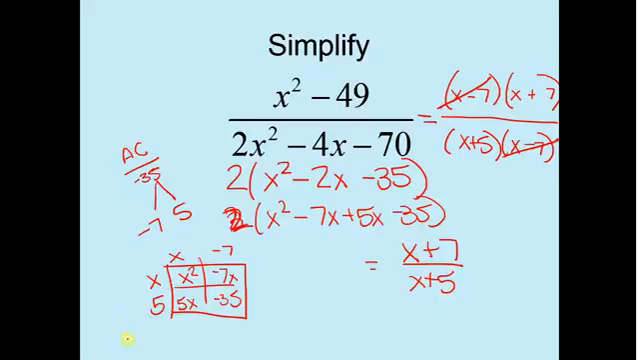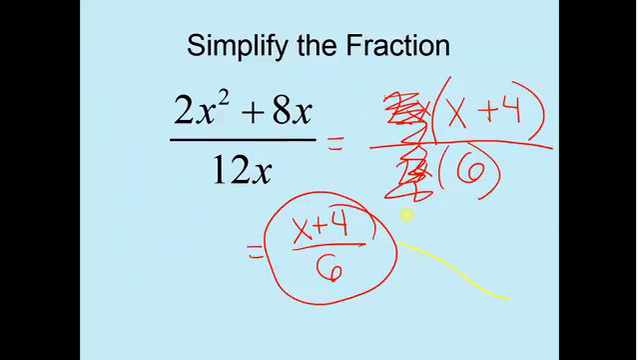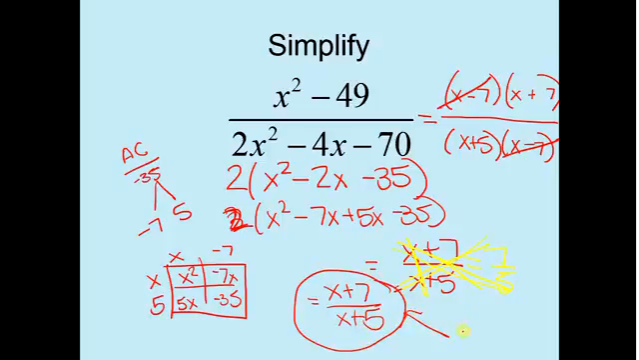Now, don't do this. No. Whoop. That causes us to kill kitties. Don't do this. You can only go to x plus 7 over x plus 5. This is your final answer. This is not able to be simplified anymore. Okay? This is your final answer.